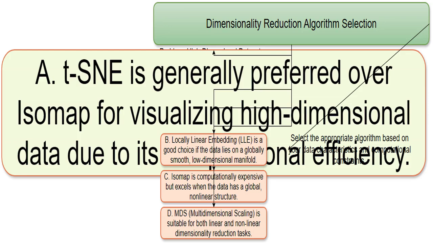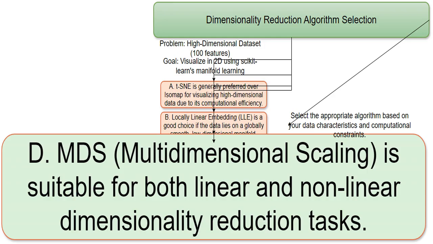T-distributed stochastic neighbor embedding, T-SNE, is great for visualization, but it's not known for its speed, particularly with lots of data. So, that statement is not entirely accurate. Multidimensional scaling, MDS, is primarily designed for linear data. While some variations can deal with nonlinear data, basic MDS isn't ideal for that.